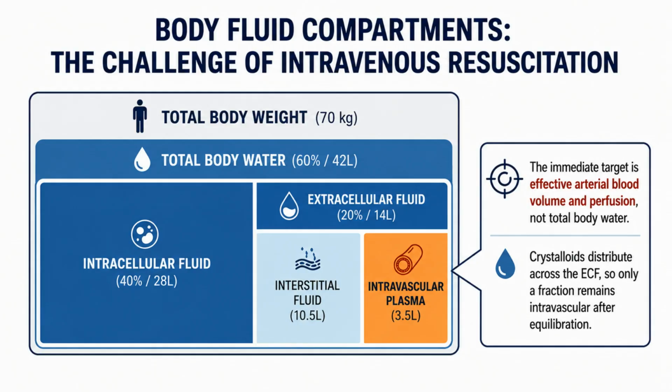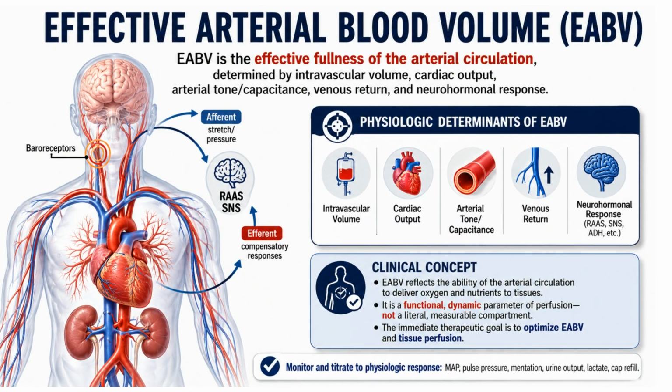The next step is defining effective arterial blood volume more carefully. Effective arterial blood volume is the effective fullness of the arterial circulation. It is not a literal compartment that we can draw in a beaker. It is a functional state determined by intravascular volume, cardiac output, arterial tone, venous return, and neurohormonal response.